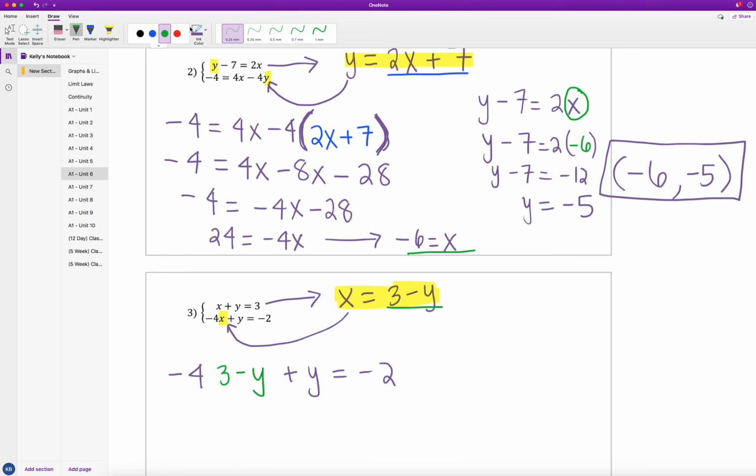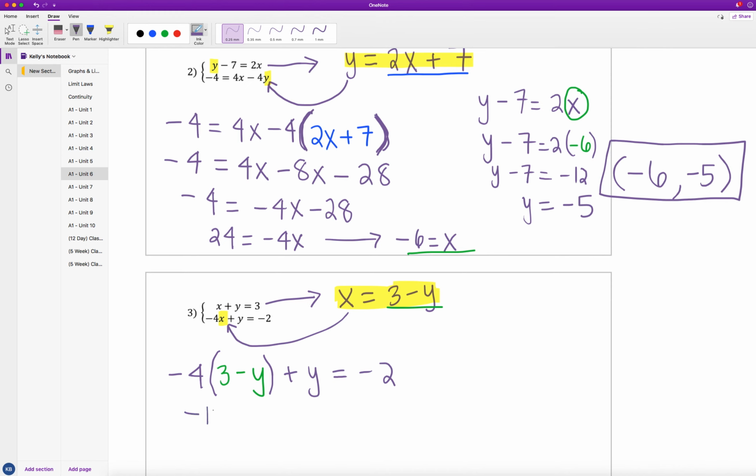Now, notice something. I'm missing something that's really key. I need to have these parentheses around here because -4 was multiplied to the entire x, and if x is equal to 3 minus y, then -4 needs to be multiplied to both of those terms. Now that we have an equation all in terms of y, we can go ahead and solve.